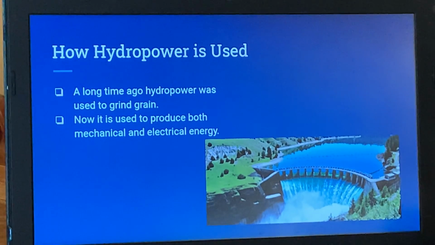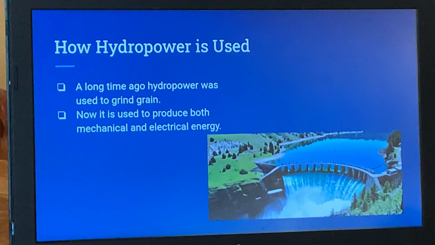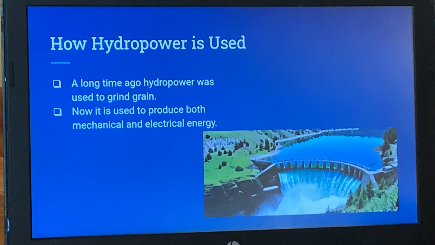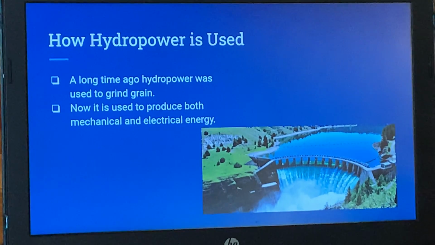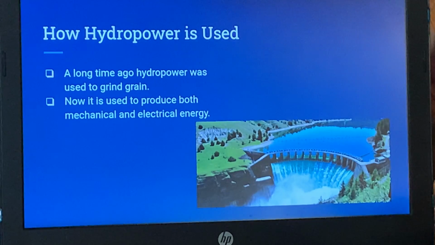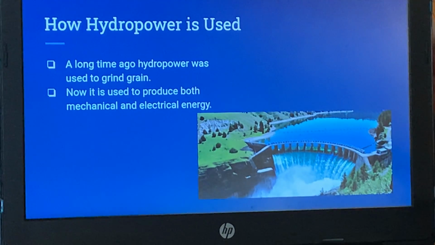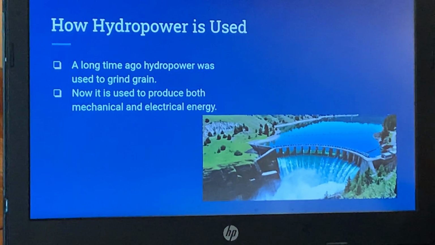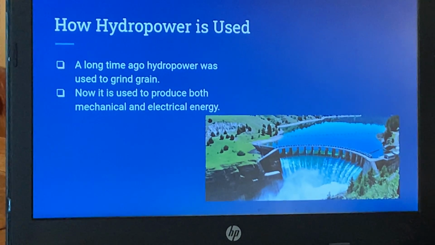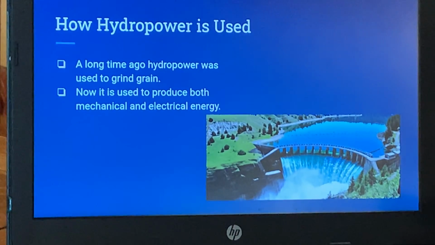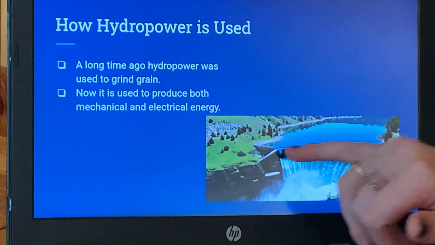So, how hydropower is used. A long time ago, hydropower was used to grind grain. And actually in the US, grain and lumber mills were directly powered by hydropower before steam power and electricity were available. Now it's used to produce both mechanical and electrical energy, and it's one of the oldest sources used to produce this. And here's just a picture of a hydropower dam.